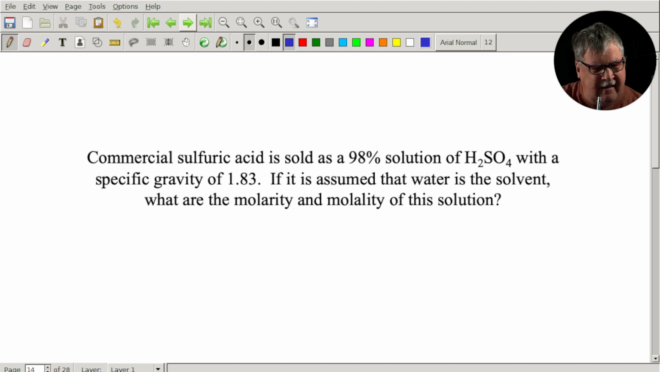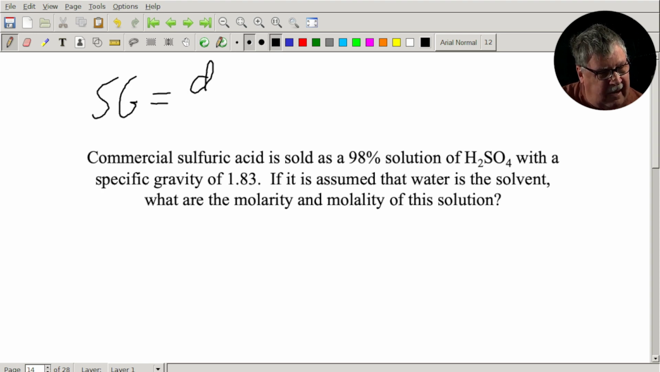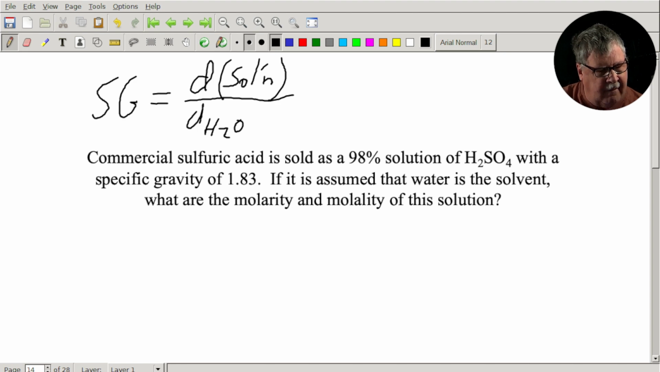Density? Yes, exactly. It's related to density. So what can we say? We can say this. Specific gravity is equal to density of whatever it is. Okay, in this particular case, you'd say it's the density of the solution divided by the density of water. So what is the density of water? What is it really close to? Numerically speaking.